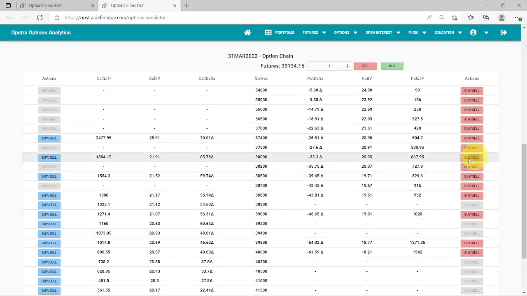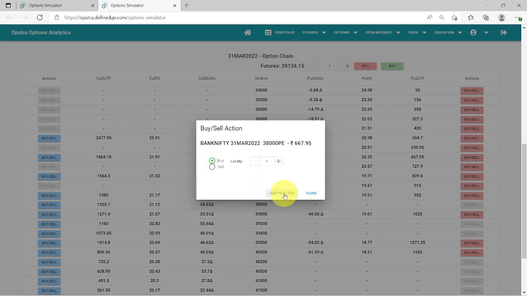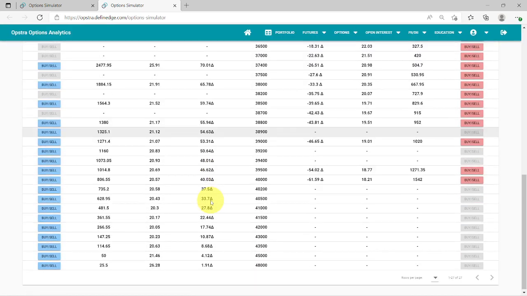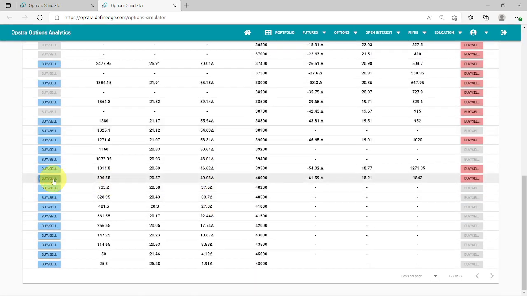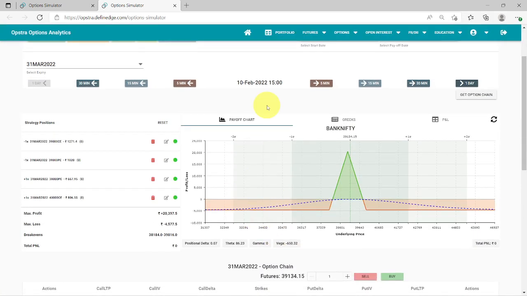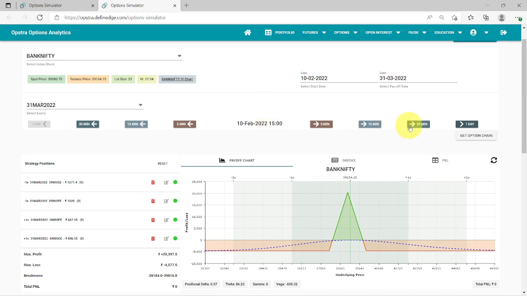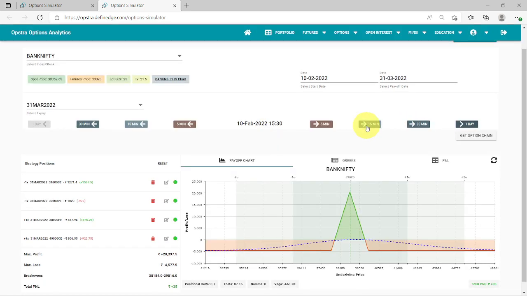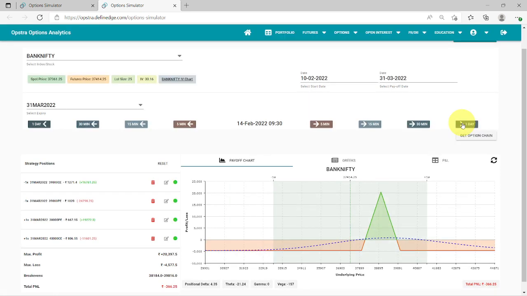And we are going to buy 38,000 put and 40,000 call. Now you will see the payoff graph to be something like this, and we are going to monitor every day at 9:30 a.m. So the very next day we are seeing that market has breached our break even and has gone down.